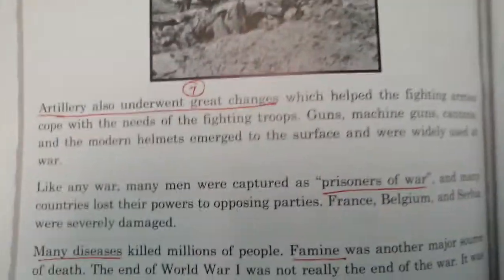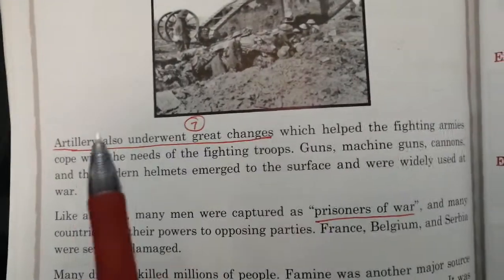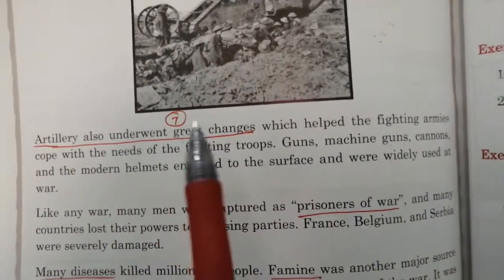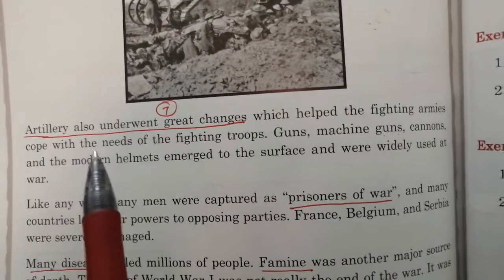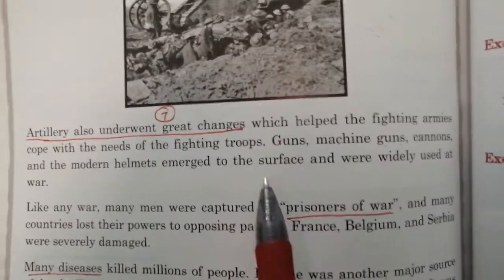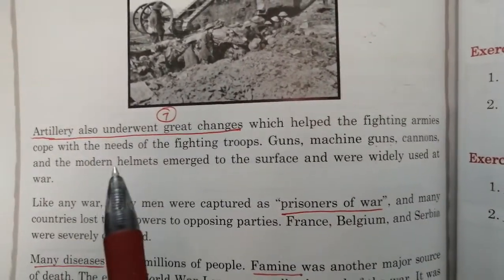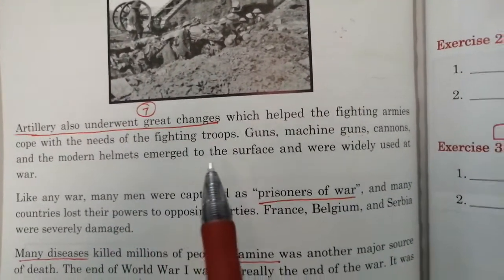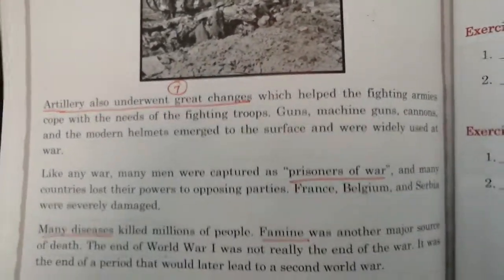Number 2, the artillery, the guns used during this war, also underwent great changes, which helped the fighting armies cope with the needs of the fighting troops. Some weapons like guns, machine guns, cannons, and modern helmets emerged to the surface and were widely used at war.